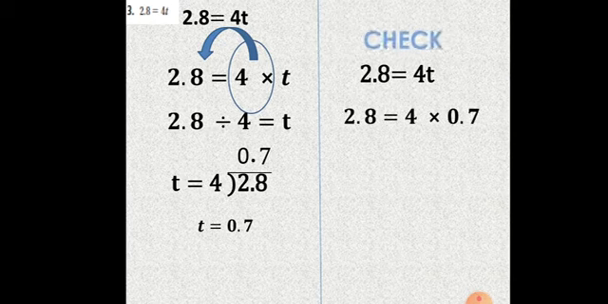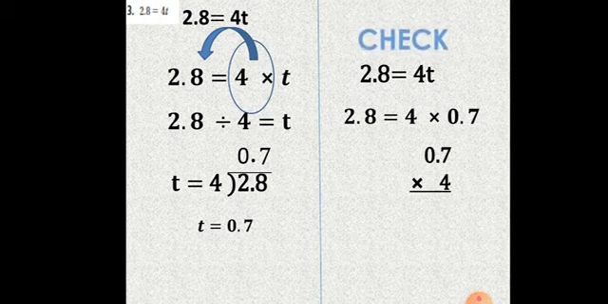So 4 multiplied by 0.7. Is that going to give you 2.8? Let's check. 4 sevens are, right, 28. So you put 8 there and you carry 2 to the next place. So 4 zeros are 0 plus 2 will give you 2.